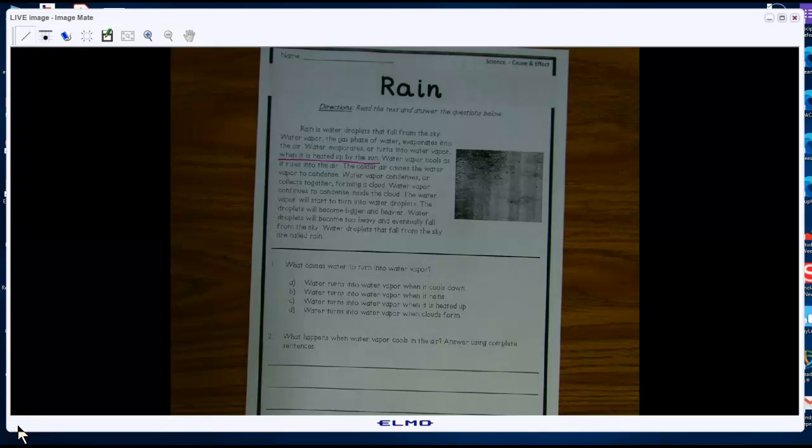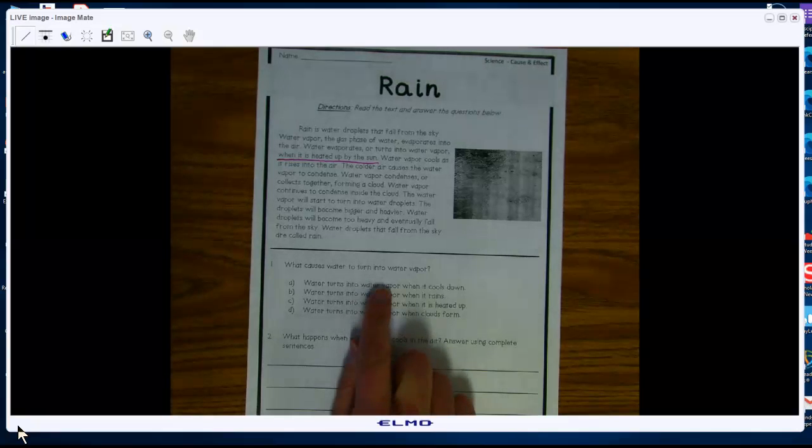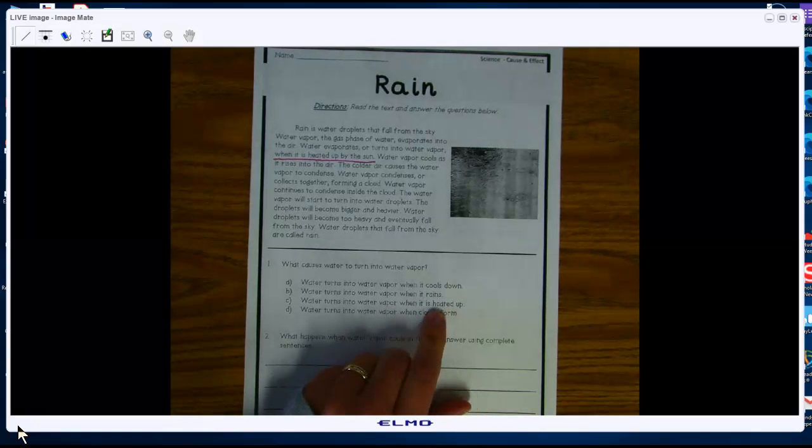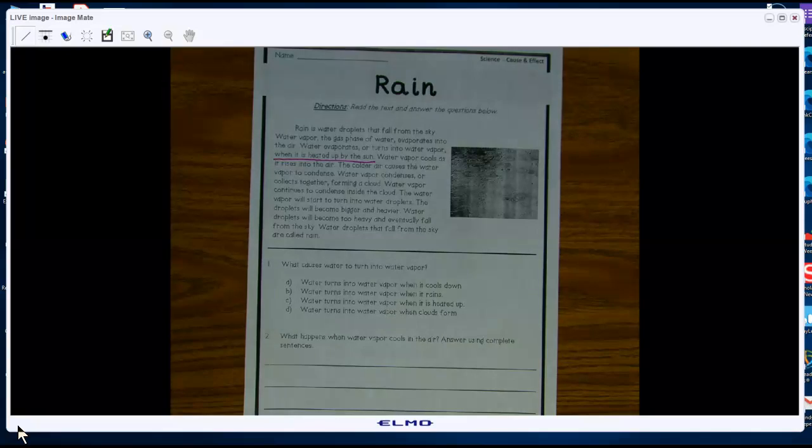So which one do you think is right? When it cools down, when it rains, when it's heated up, or when clouds form? What causes it to become water vapor? What would the sun do? Would it cool it down? Would it make it rain? Would it heat up? Or would it make clouds form? Which one would the sun do, Cooper?